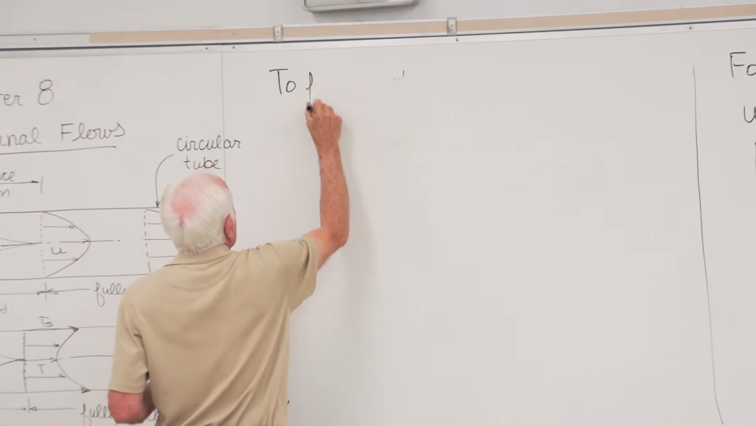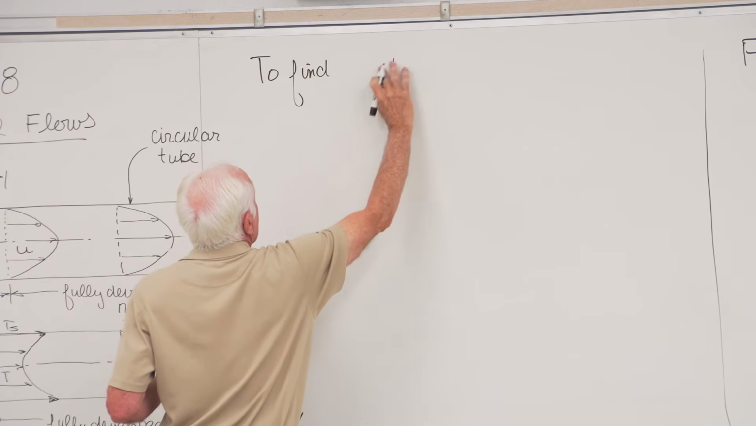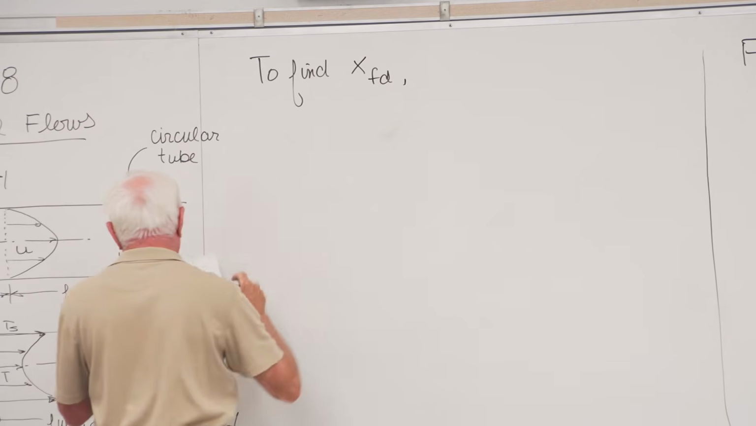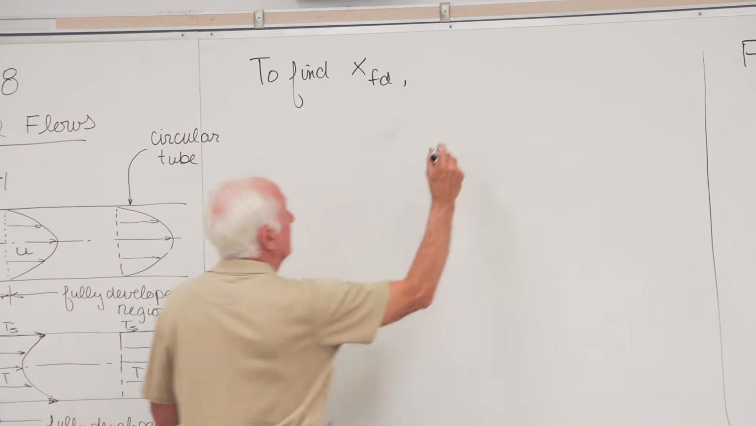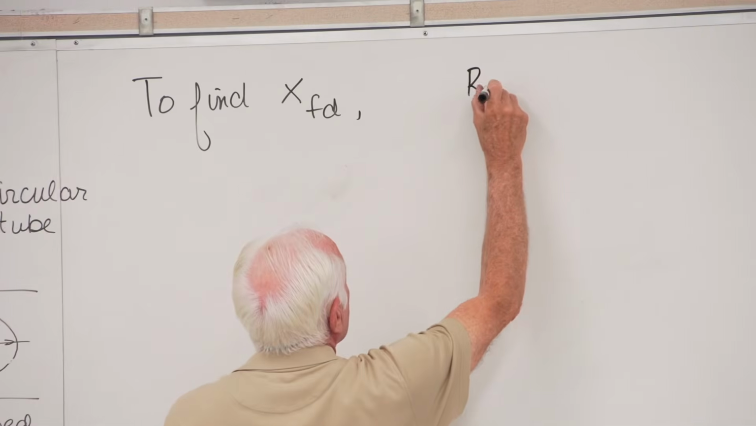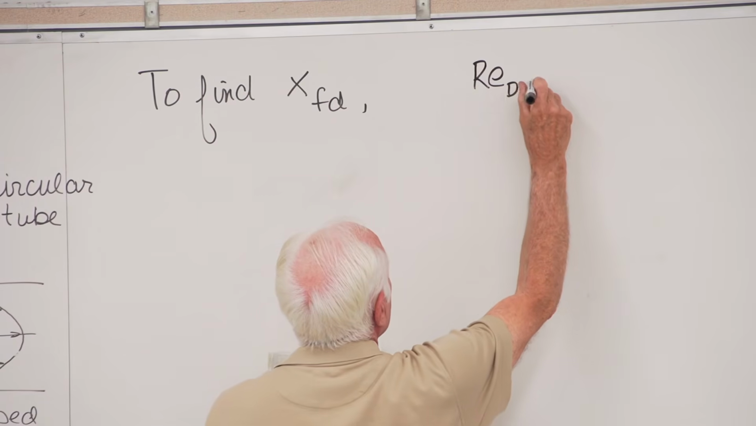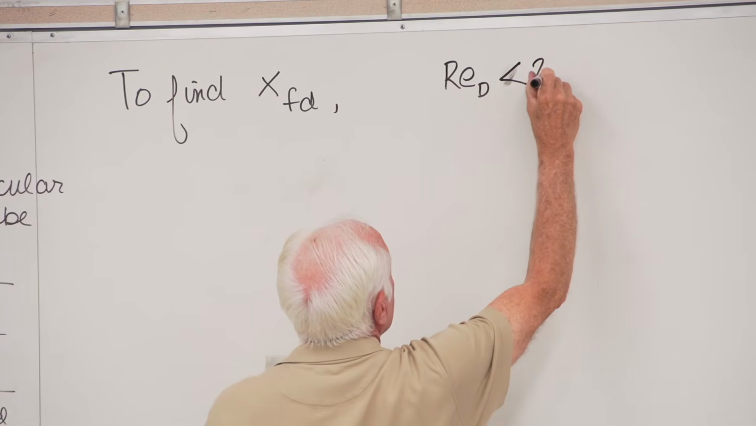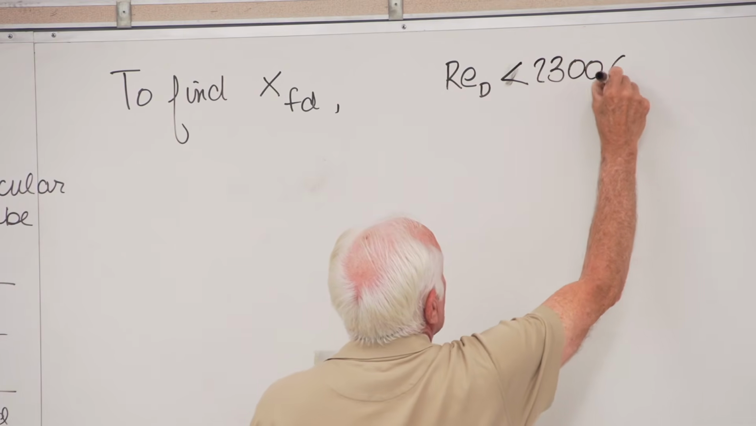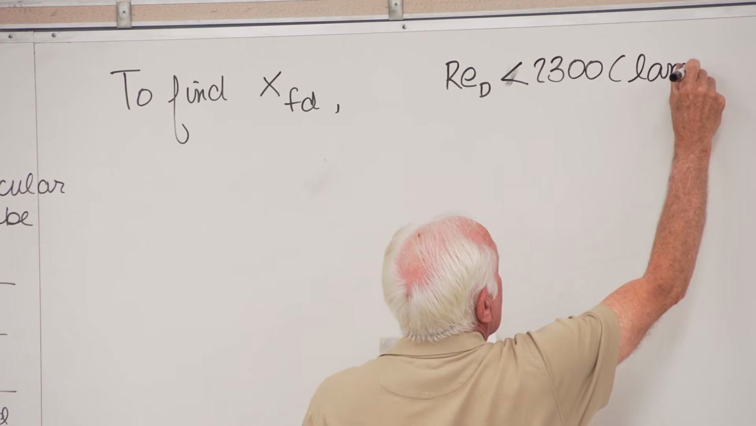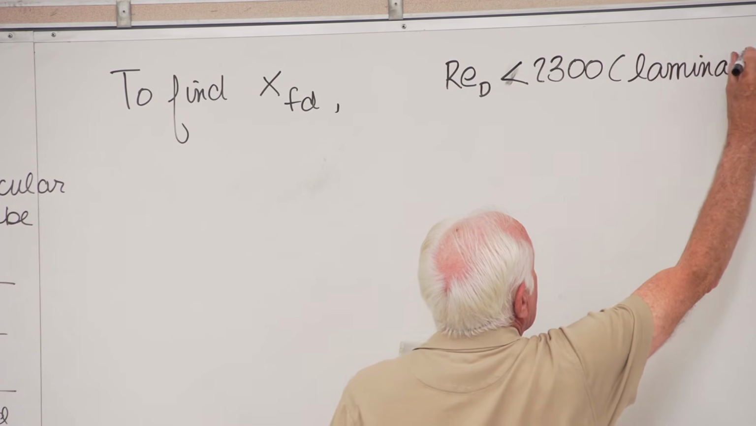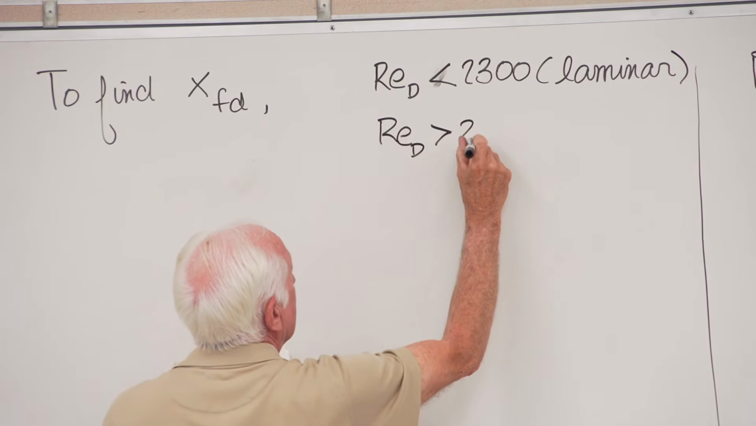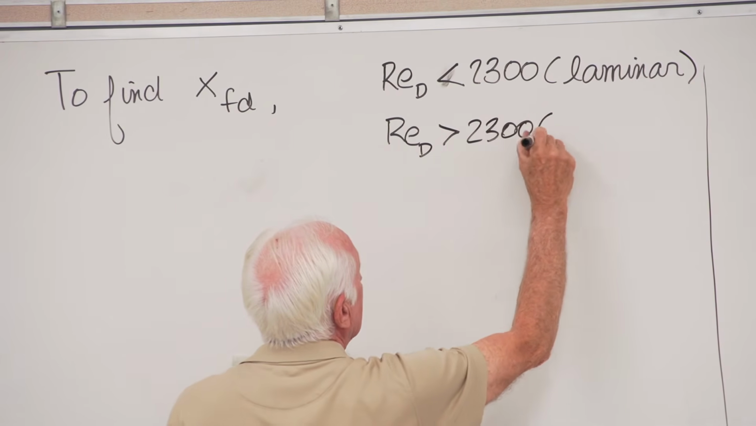To find X fully developed. Okay, and again, Reynolds number for the diameter less than 2,300: laminar. Reynolds number greater than 2,300: turbulent.